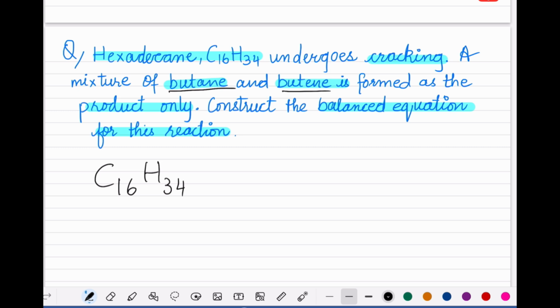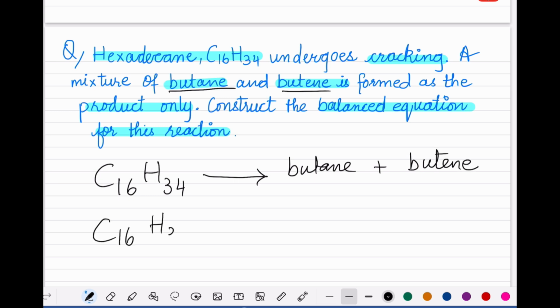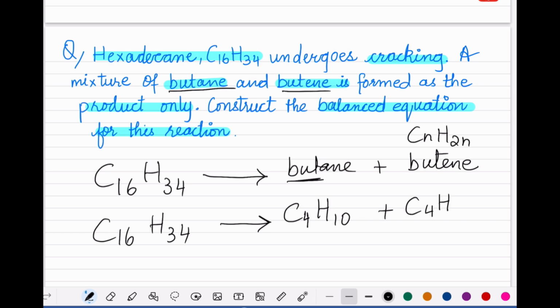C16H34 into butane and butene. So C16H34, butane is an alkane with 4 carbon atoms, C4H10. And for butene, the general formula for alkenes is CnH2n. The molecular formula for butene will be C4H, 2 into 4 will be 8.